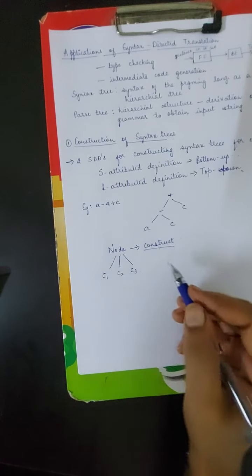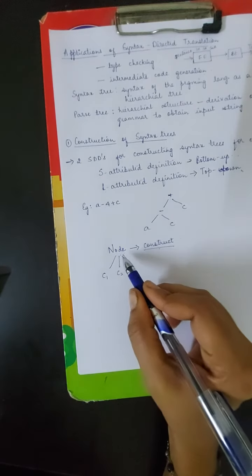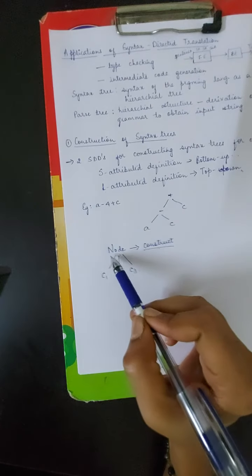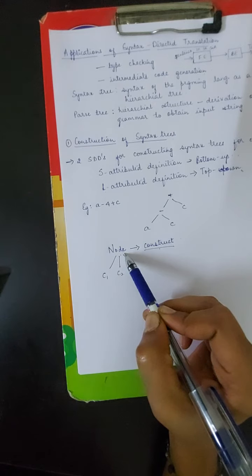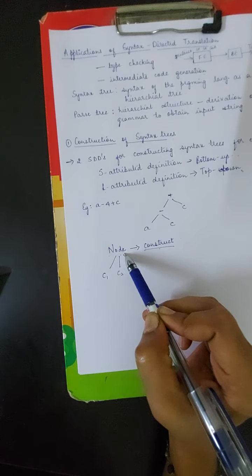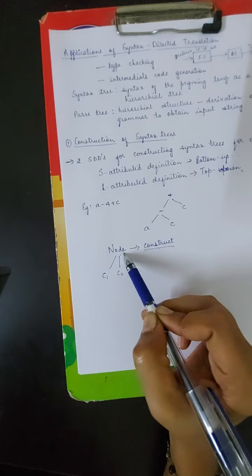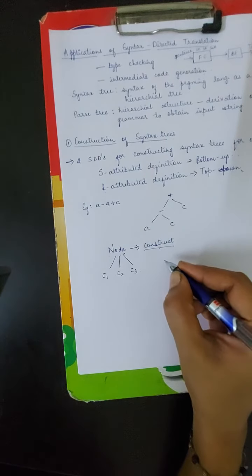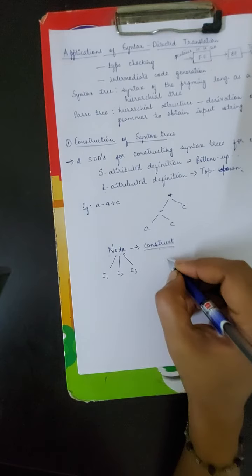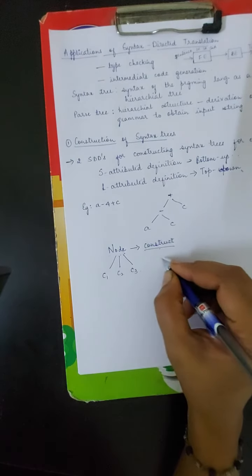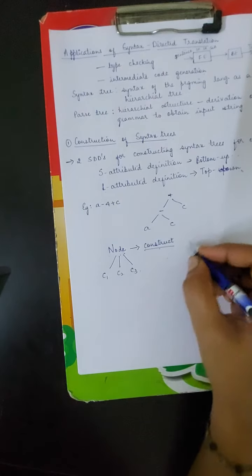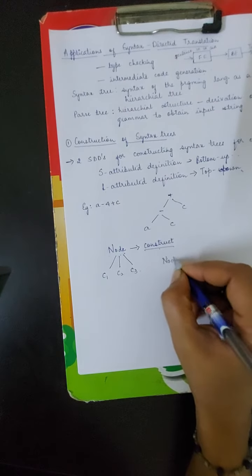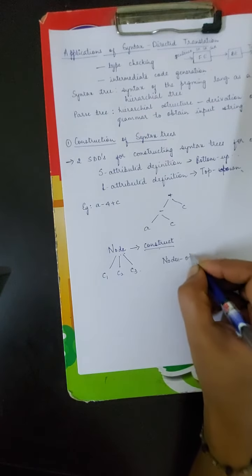Alright, so now I told you that syntax tree is represented using nodes. So we will see how the nodes of the syntax tree are represented now. The nodes of the syntax tree are implemented, not represented, sorry, in the form of objects.